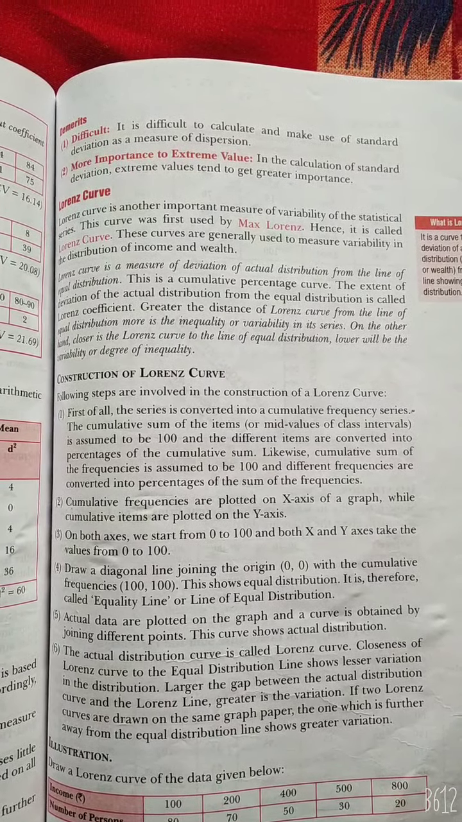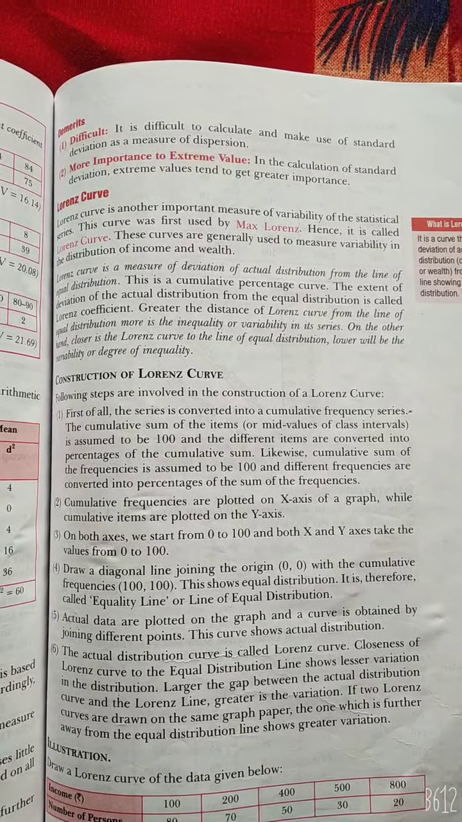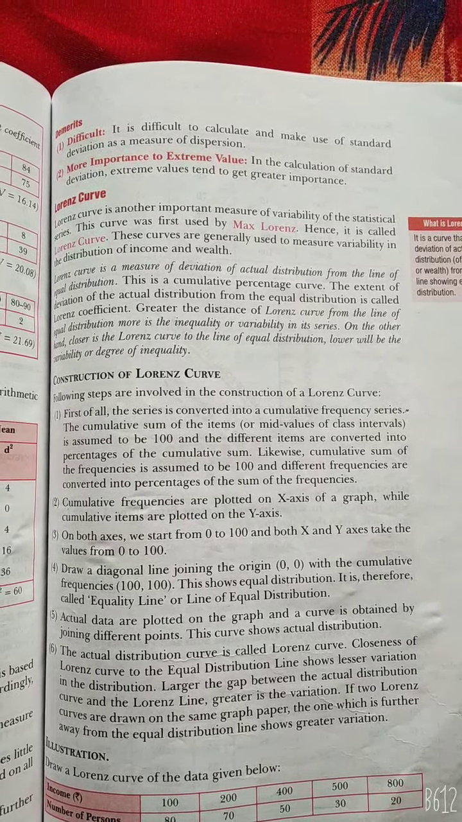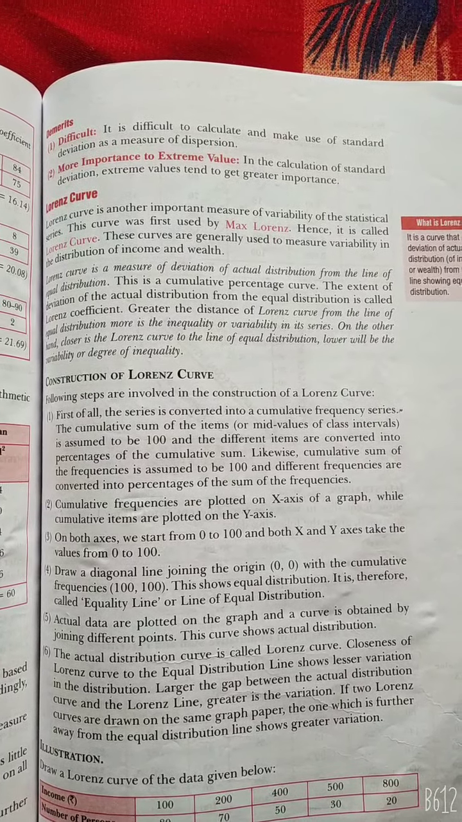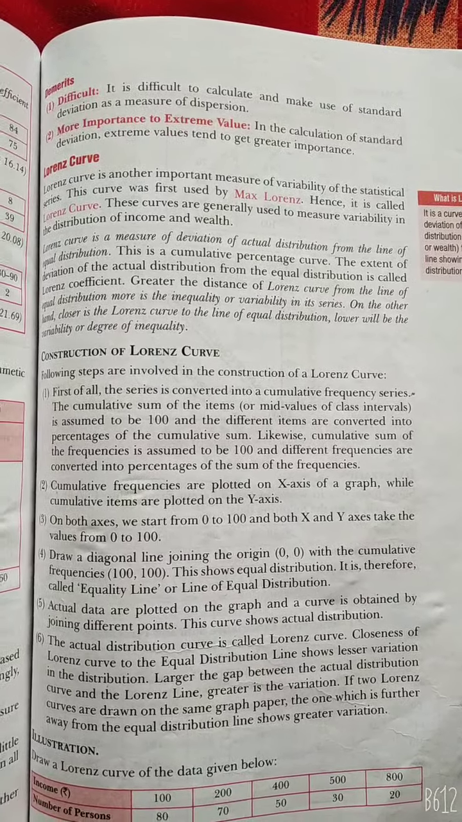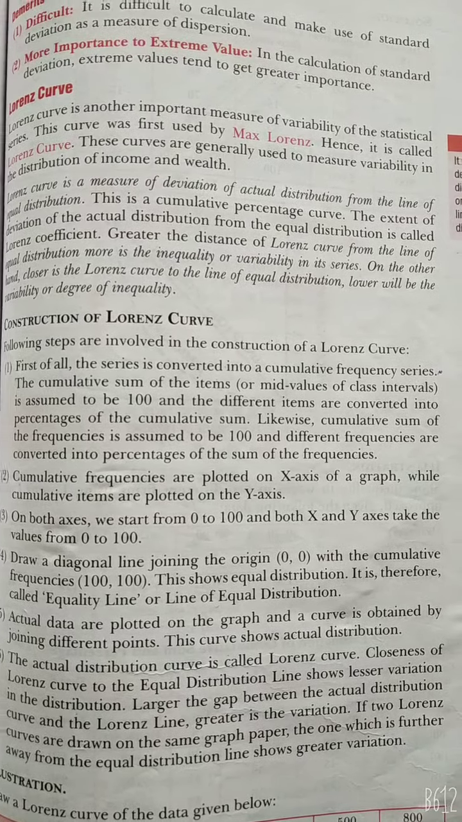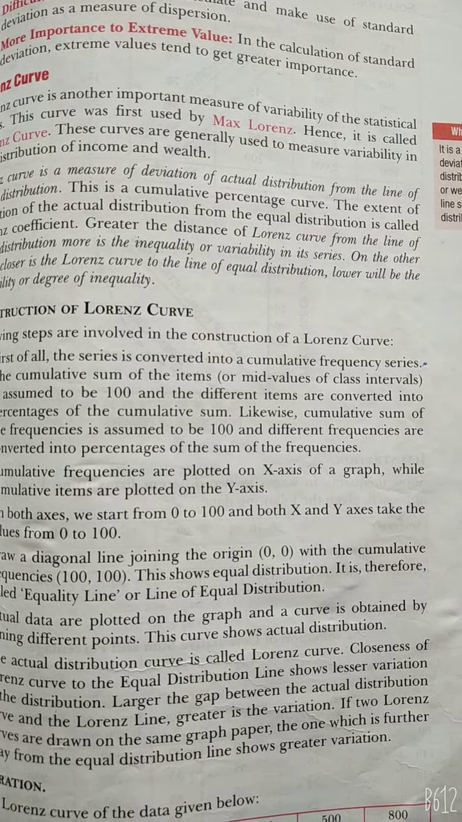The greater the distance of the Lorenz curve from the line of equal distribution, the more is the inequality or variability in the series. On the other hand, the closer the Lorenz curve is to the line of equal distribution, the lower will be the variability and degree of inequality. So we can say that it is a curve that shows the deviation of the actual distribution from the line showing equal distribution.